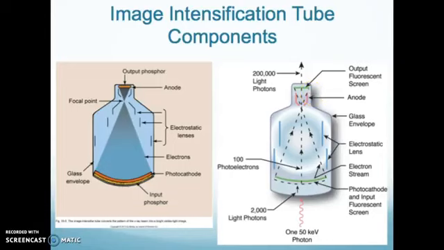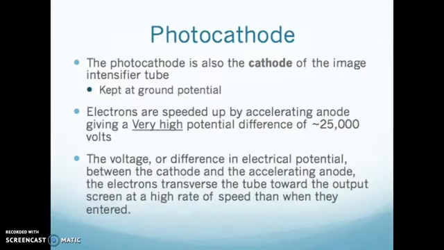The idea is to take one electron and amplify it so you get a lot of light coming out of the output phosphor. We do that by accelerating the electrons. So the photocathode is also the cathode of the image intensifier, so it's kept at ground potential. Electrons are sped up by the accelerating anode, giving a very high potential difference. So they apply 25,000 volts, and that pulls the electrons at a very, very rapid rate.